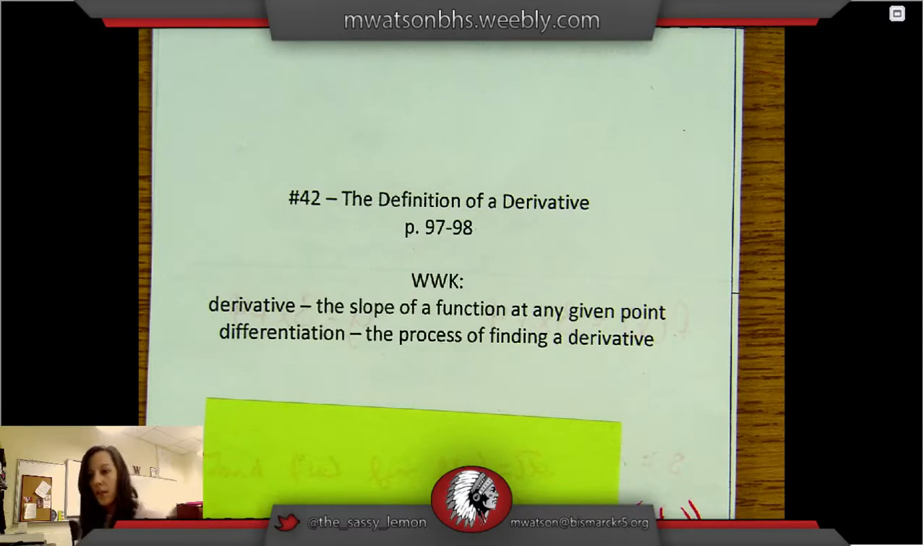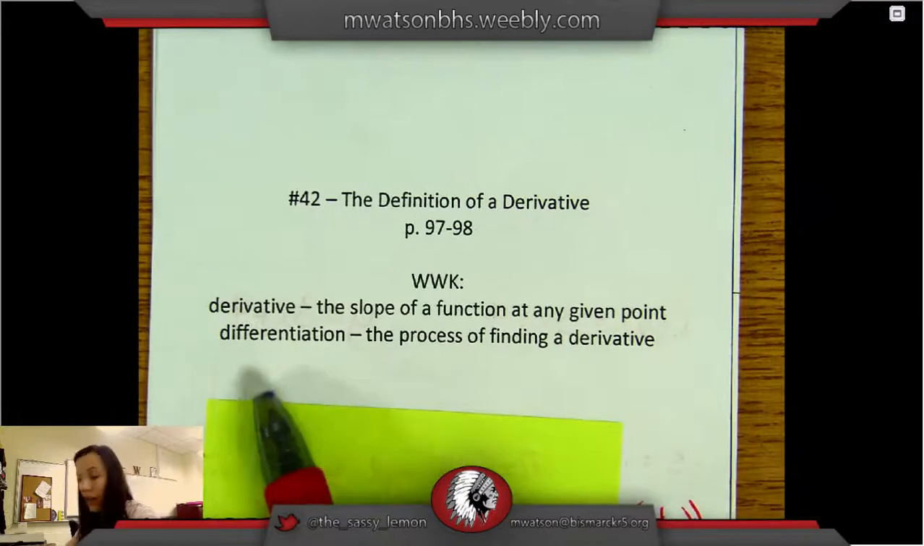And then on the back side of that page, we did the slope formula in a general sense with no numbers. And we came up with something that we can use time and time and time again. And that's what we're going to look at today.